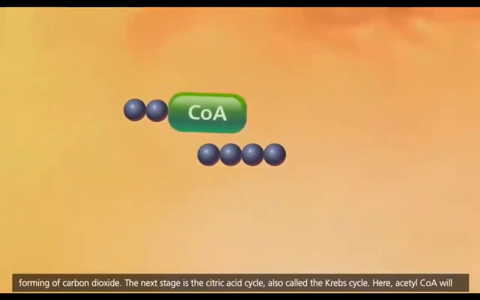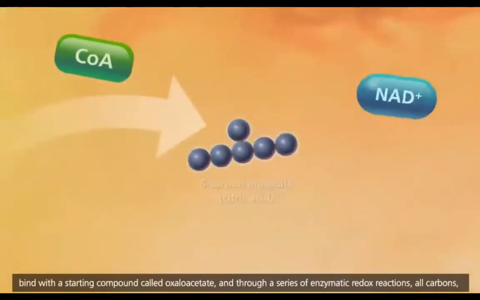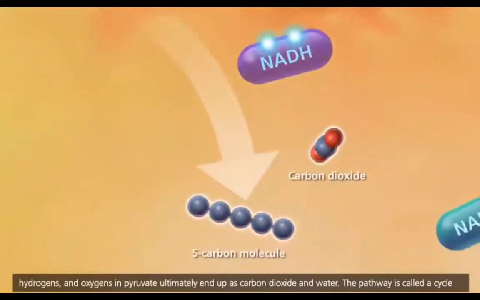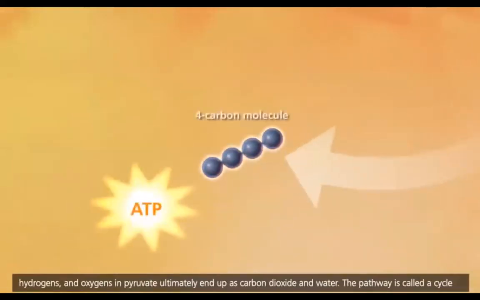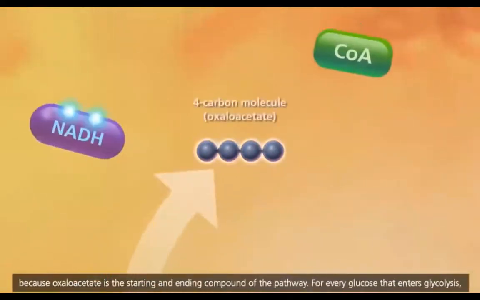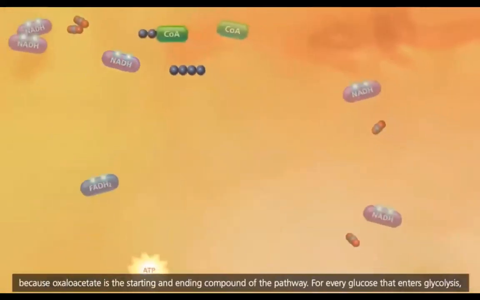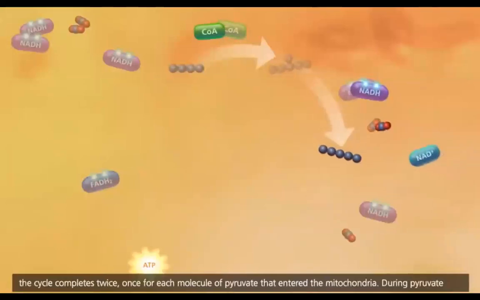The next stage is the citric acid cycle, also called the Krebs cycle. Here, acetyl-CoA will bind with a starting compound called oxaloacetate, and through a series of enzymatic redox reactions, all carbons, hydrogens, and oxygens in pyruvate ultimately end up as carbon dioxide and water. The pathway is called the cycle because oxaloacetate is the starting and ending compound of the pathway. For every glucose that enters glycolysis, the cycle completes twice, once for each molecule of pyruvate that entered the mitochondria.